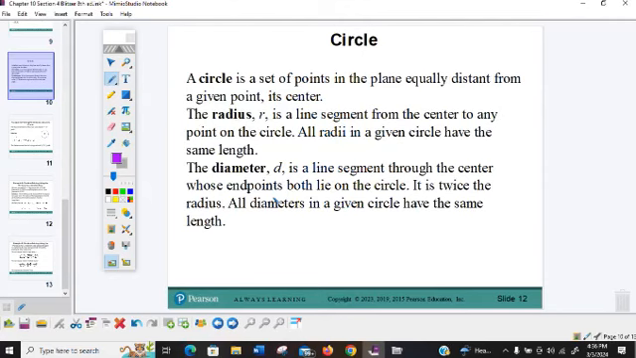In this last example, we're going to talk about circles. A circle is a set of points that are equally distant from a given point, the center. You guys know what a circle is. We have a radius that is from the center to a point on the circle. That's half, right? And the diameter is the segment that goes through the center and lies on both sides of the circle. Okay, so let's look at that.